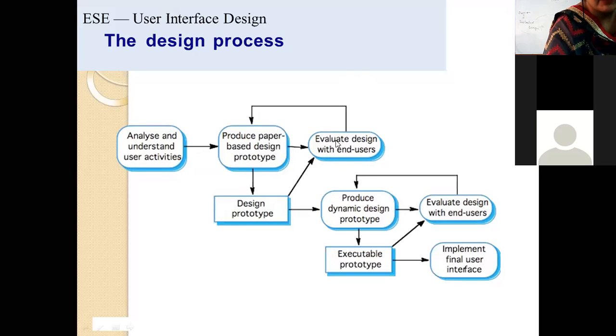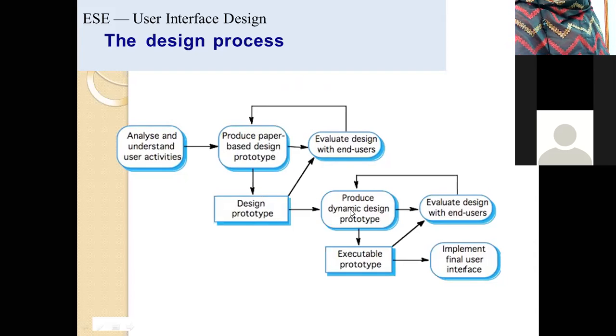After that, evaluate the design with the end user. This paper-based model is being evaluated with the end user. If the end user feels that there should be some kind of change in the paper-based model, there is a feedback loop to this. Otherwise, from the paper-based model, you can design the prototype. After designing the prototype, next you will move towards the dynamic design prototype.